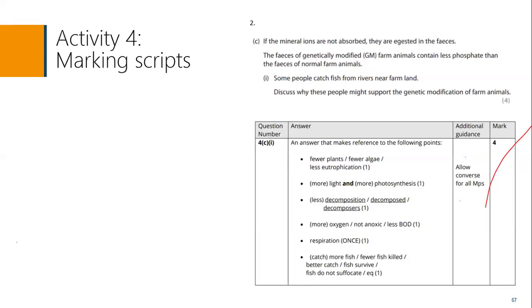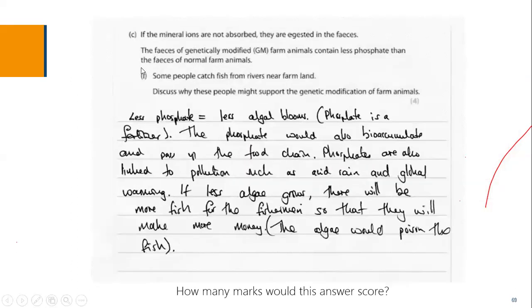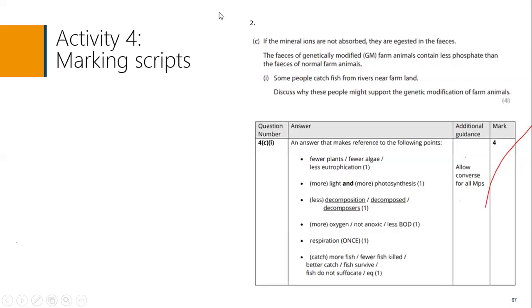So if you could have a look at them and put the marks you would award into the chat box. If you can't see the questions, can you please just type into the chat box so I know how many people can't actually see the questions? Right, so I'm assuming you can all see them. So if you could put into the chat box the marks that you would give to the two questions, that would be very helpful.